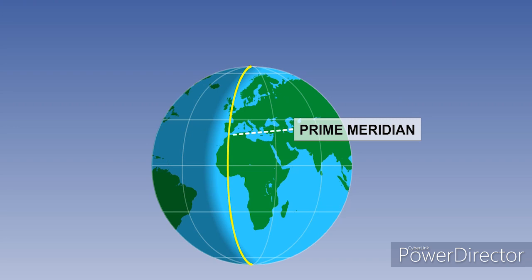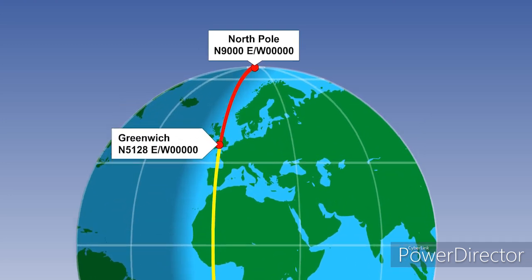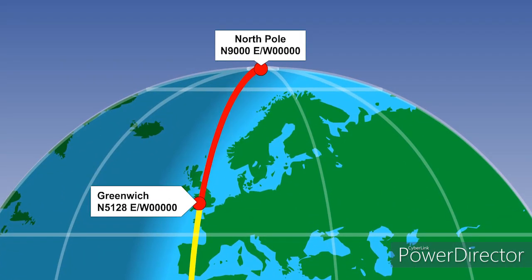The town of Greenwich is at north 51 28 and east-west 000 00. We will travel north, thereby remaining on the prime meridian, all the way to the North Pole, at latitude north 90 00. We have a change of latitude of 38 degrees and 32 minutes.